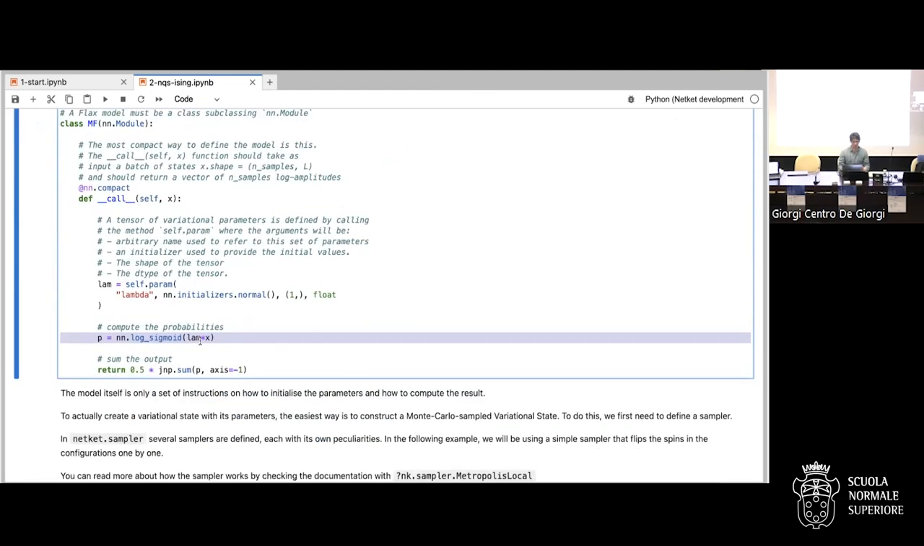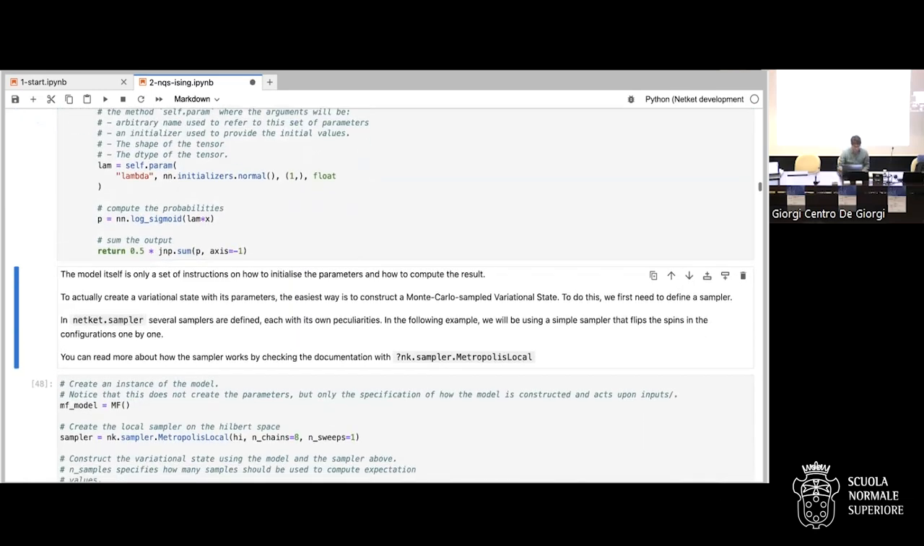This is element-wise, right? Because Python loves doing element-wise operations, and then I simply sum along all the i's. Since I'm working in log space, since this is the log wave function, the sum over the i's means that I'm taking the product in the wave function. Does it make sense? Okay.